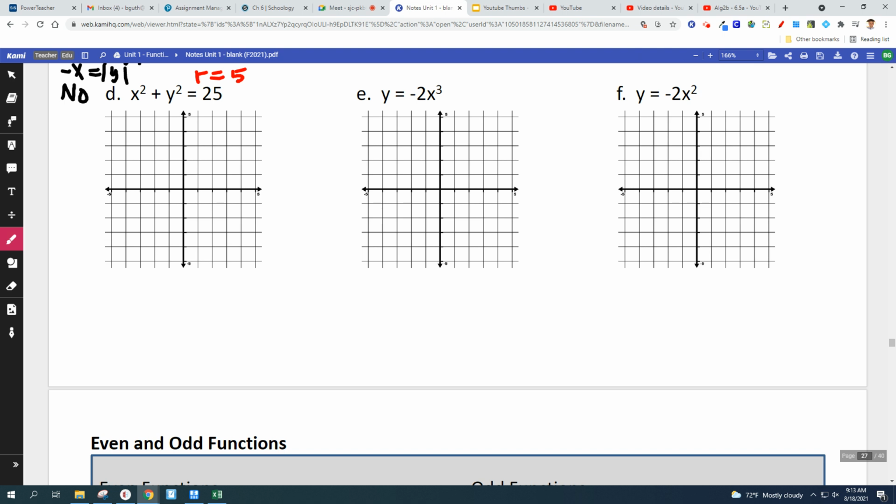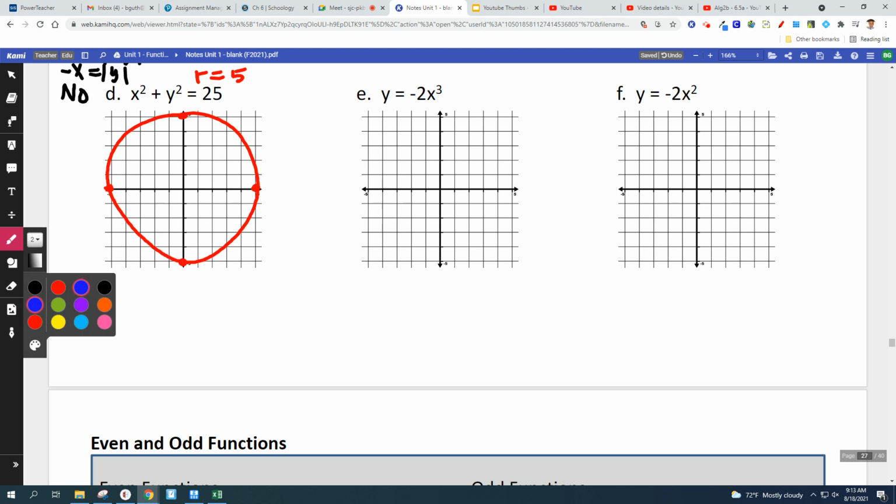So how I would graph a circle is I would go over 5, up 5, over 5, down 5. I've got a circle of radius 5. That is a circle of radius 5. So you can look at this and you can say, okay, this point, if I reflect that over the x-axis, I'm down here. That's got x-axis symmetry.